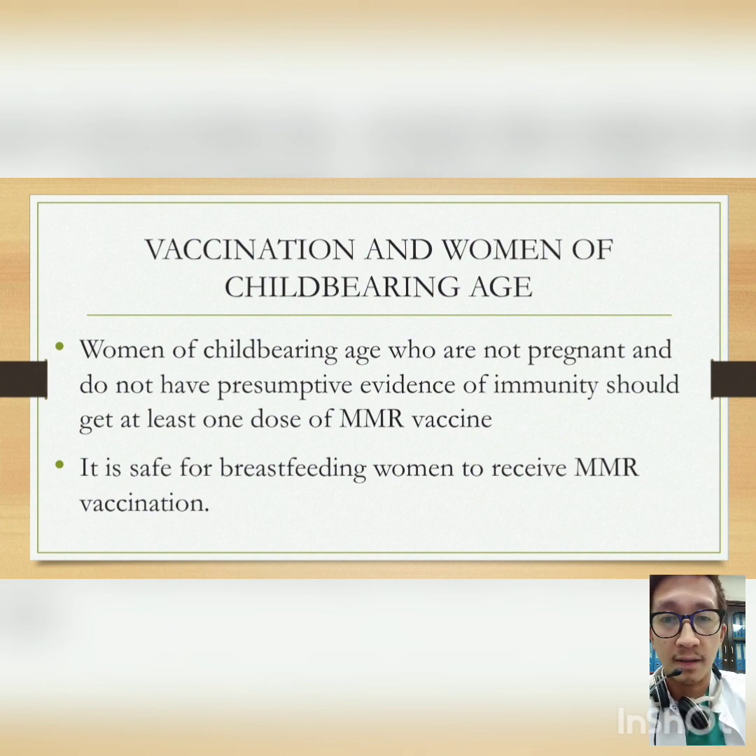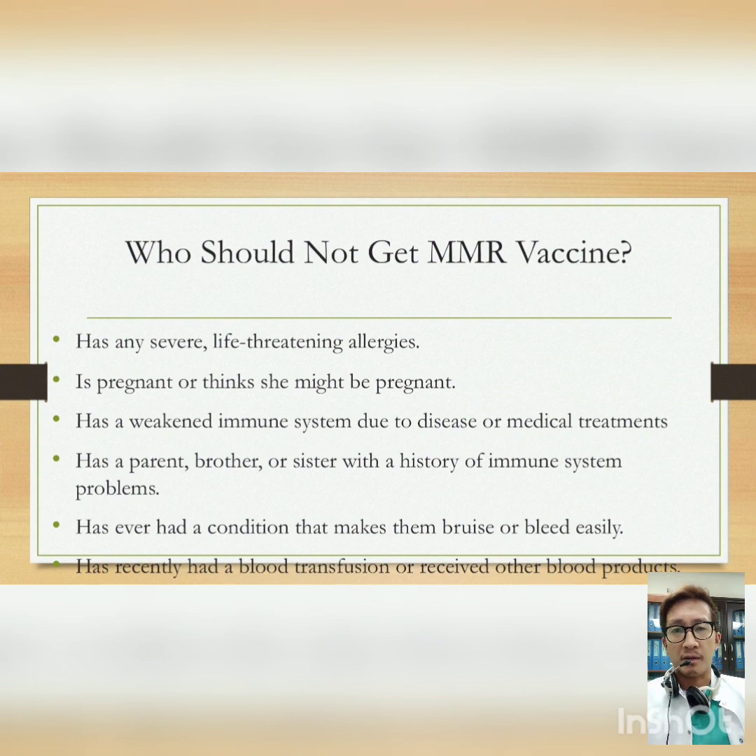Now, who are this group of individuals who should not get MMR vaccine? First is, has any severe life-threatening allergies? A person who has ever had a life-threatening allergic reaction after a dose of your MMR vaccine or has a severe allergy to any part of this vaccine may be advised not to be vaccinated. So you need to ask your healthcare provider if you want information about vaccine components.